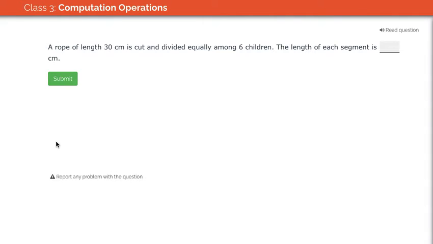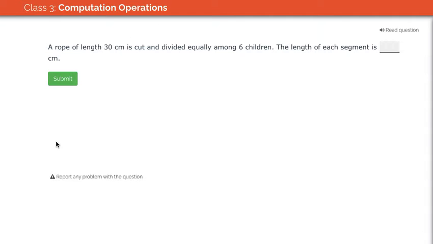Terrific. A rope of length 30 centimeters is cut and divided among 6 children. The length of each segment is how many centimeters? So, a segment is a portion of the rope. Let's see, there's a rope of 30 centimeters divided among 6 children. So let's find 30 divided by 6. It will be 5 because 6 into 5 is 30.